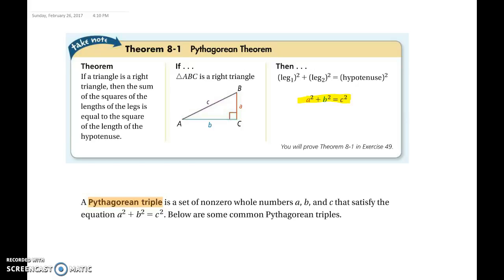Now, something new, a Pythagorean triple. If we say we have a Pythagorean triple, that means that the three sides of the triangle, or the three numbers that we have, satisfy a squared plus b squared is equal to c squared. So it satisfies the Pythagorean theorem, and it's also all whole numbers. So a Pythagorean triple is three whole numbers that satisfy the Pythagorean theorem. We're going to go through a couple examples with this.